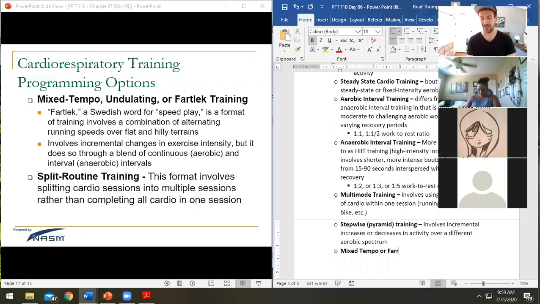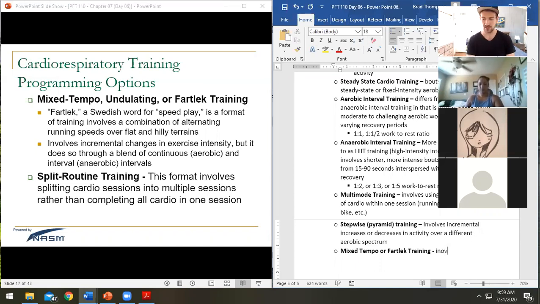And then we got my favorite, which is going to be mixed tempo or fartlek training, which is just the greatest, silliest word. Fartlek is a Swedish word that means speed play, as its direct translation. And what this means is that you are going to involve various speeds throughout your workout. So this is where you're going to blend aerobic and anaerobic together.